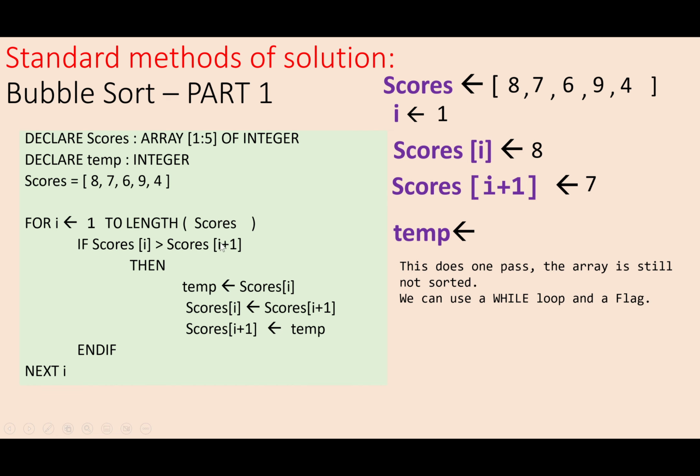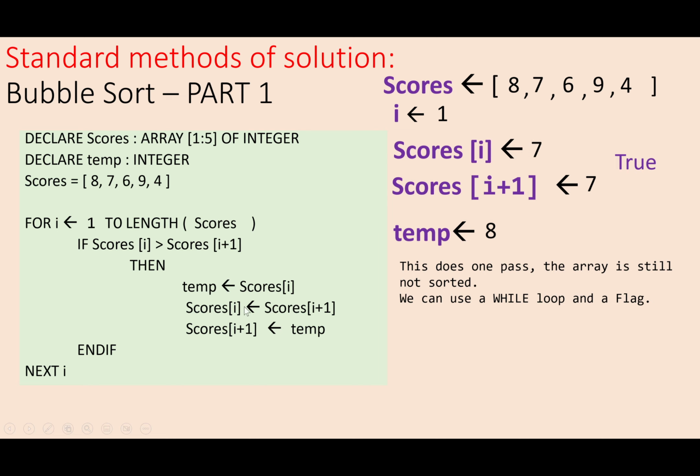If scores[i] is bigger than scores[i+1], which it is, that's true, then what we do is we store 8 in this variable called temp, because what we're going to do now is take scores[i+1], which is 7, and overwrite the 8 here, so we needed to keep it somewhere safe. There we are.